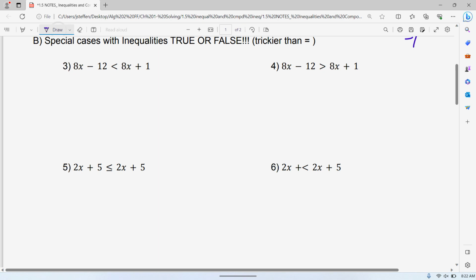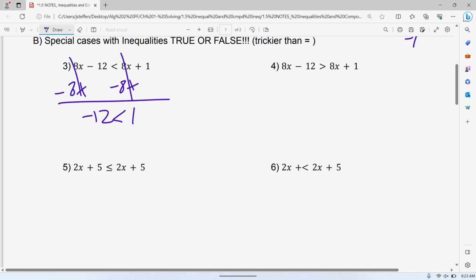So this first one, subtract x from both sides. Again, it cancels all the variables, so this is the perfect case where all the variables cancel. So all I have left is negative 12 is less than 1. This is where you sit back and ask if it's true or false.